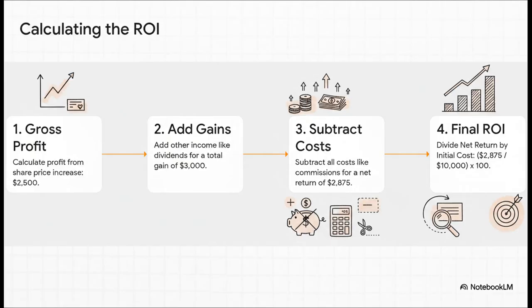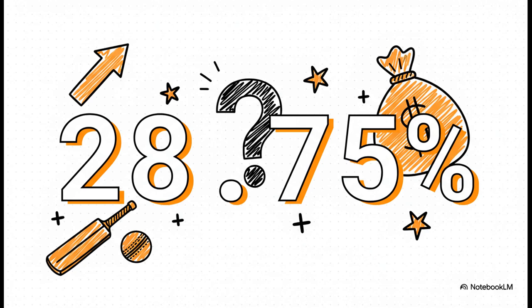Now, we just follow the steps. First, we figure out our profit from the sale price, which is $2,500. Then we add in those dividends, which gets our total gain up to $3,000. And this next part is absolutely critical. We subtract our costs, those commissions, to find our true net return, which is $2,875. Finally, we divide that by our initial $10,000 investment. And there it is, a clean 28.75% ROI. It's a positive number, it's clear, it tells us we made money, great.